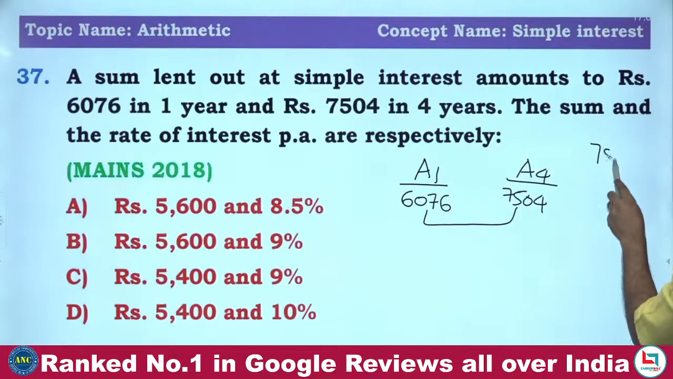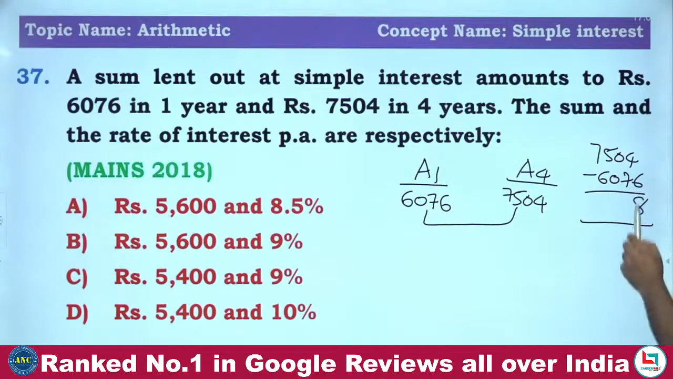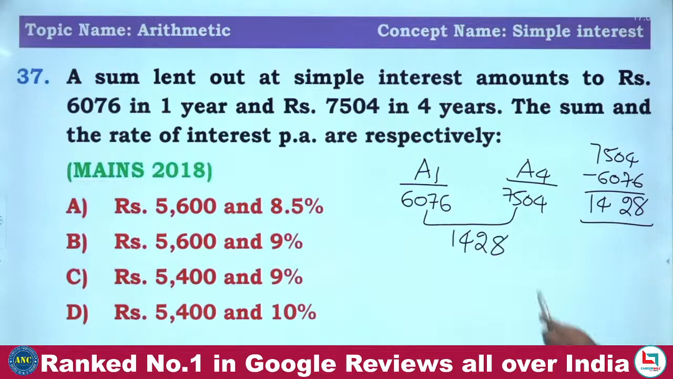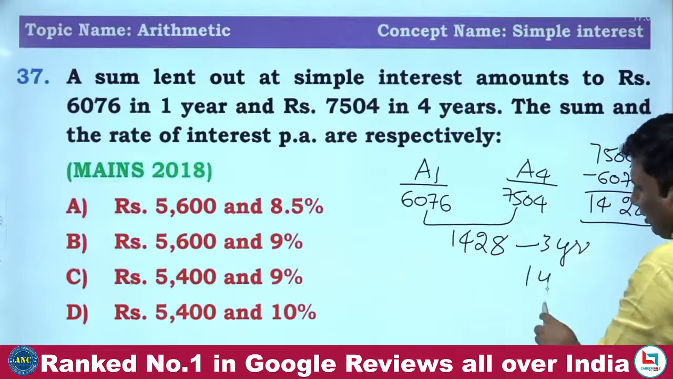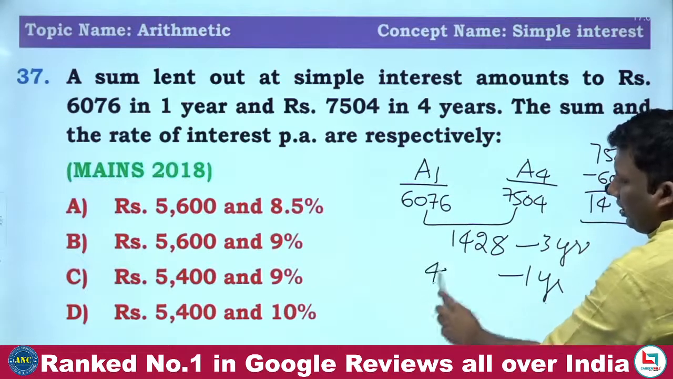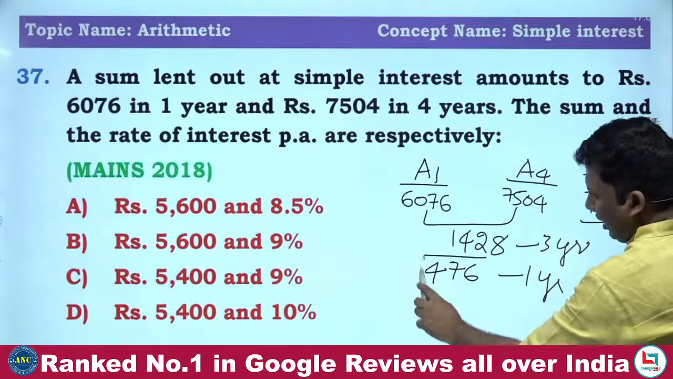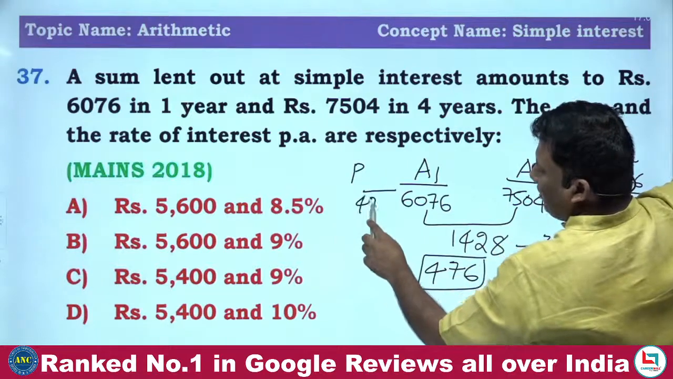Extra I am giving will be 7504 minus 6076. 14 minus 6, 8. 9 minus 7, 2. Extra I am giving 1428. For how many years? From first year to 4 years, 3 years. So in 1 year, how much will it be? 1 year I am giving extra 476.